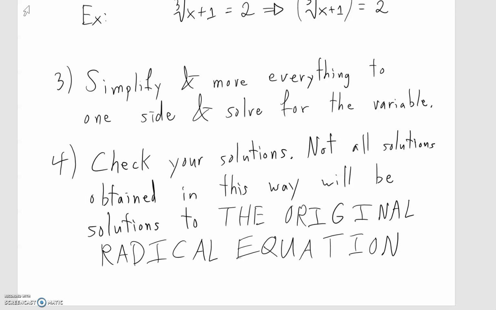This fourth step is one that you cannot skip. This is actually important. You need to check your solutions. Why is this? If you have a radical equation and then you exponentiate both sides, meaning you're raising both sides to a power, you are creating a brand new equation. We need to check our solutions because not all of the solutions that we obtain in this manner will be solutions to the original radical equation.